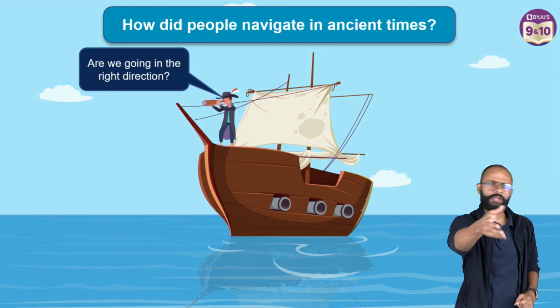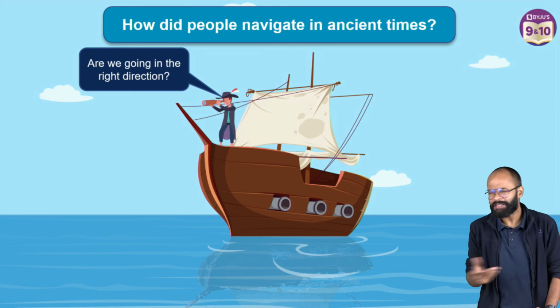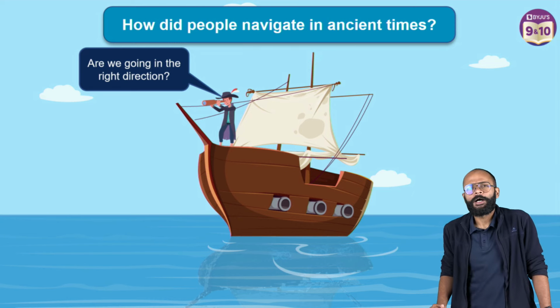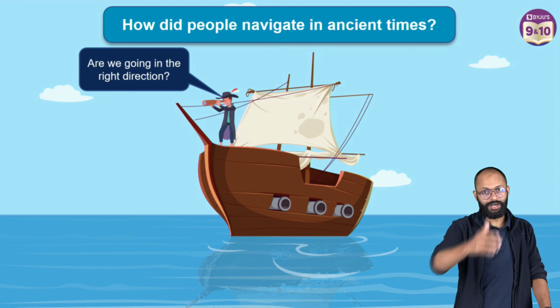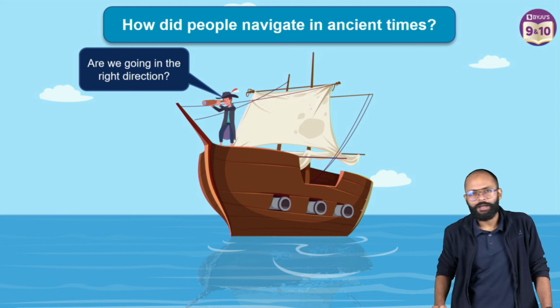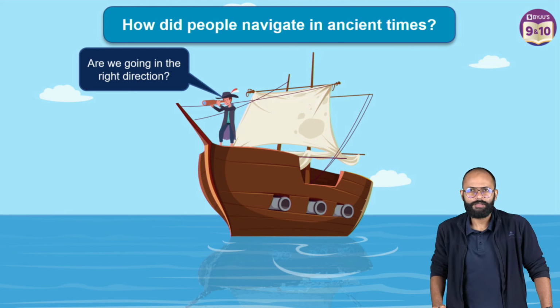Now you can say, sir, what about the sun? That's fine. But what about night time? ठीक है, दिन में sun can still give you some help. What about night? Sir, what about pole star? Nice, smart, very good. But it is only for people in the northern hemisphere. What about people in the southern hemisphere?